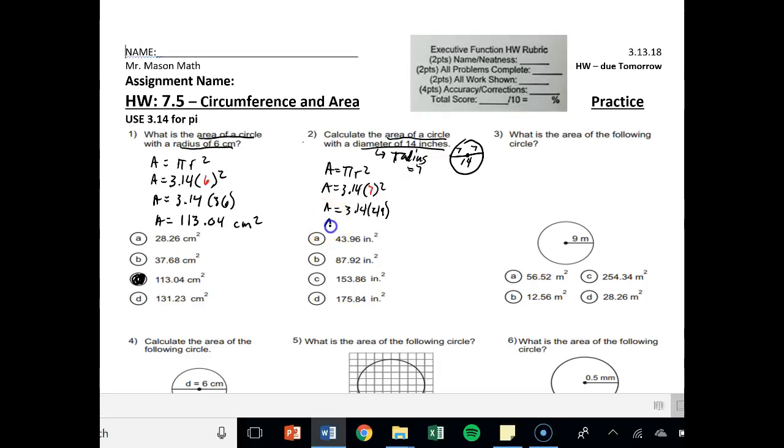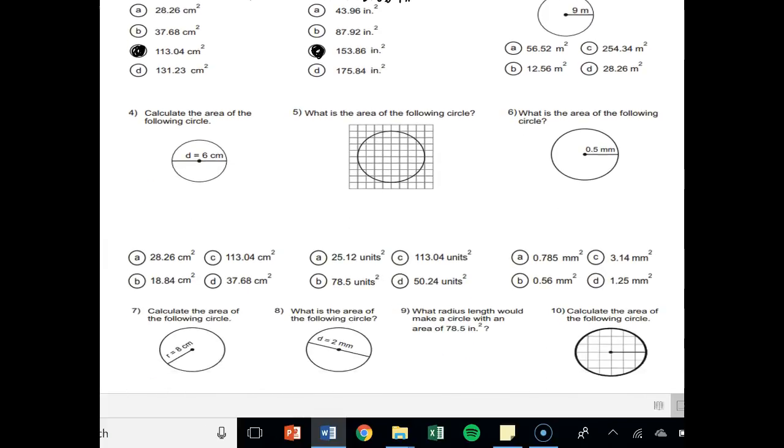And then you get your answer of area is equal to 153.86. So again, C. But again, notice all the work that I've shown. I've shown all the steps, and units squared, and really shown that I truly understand what the question's asking, right?